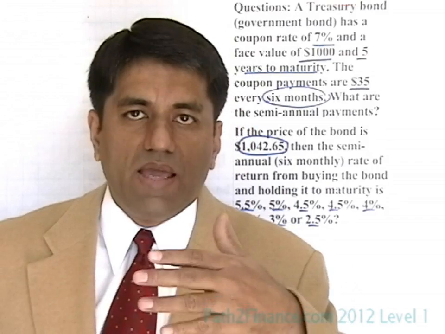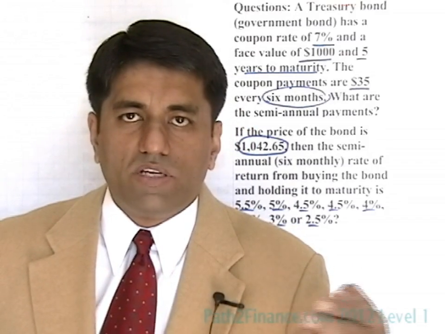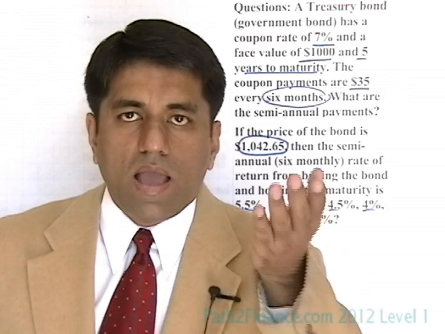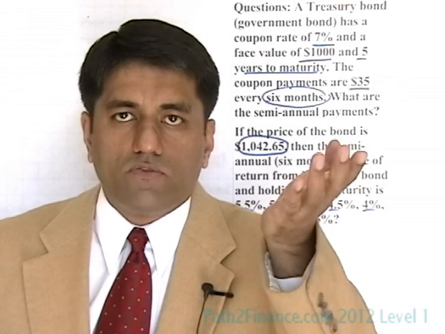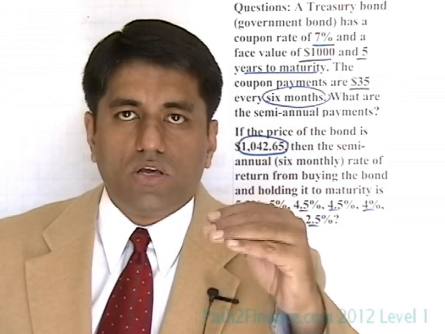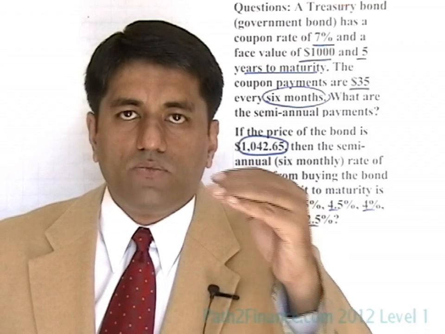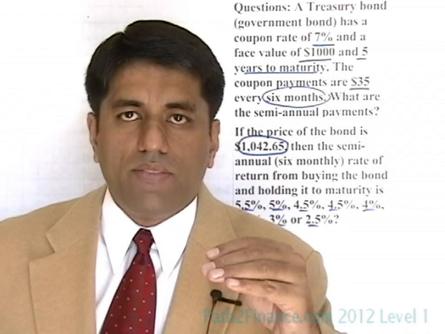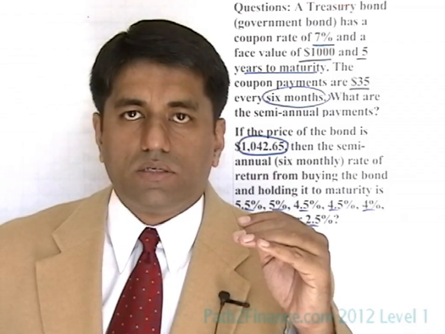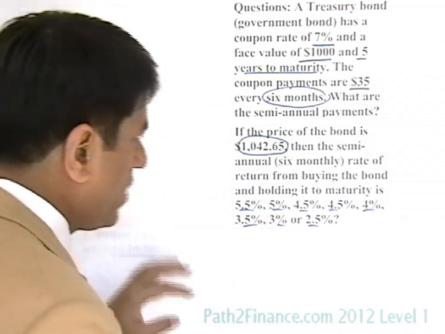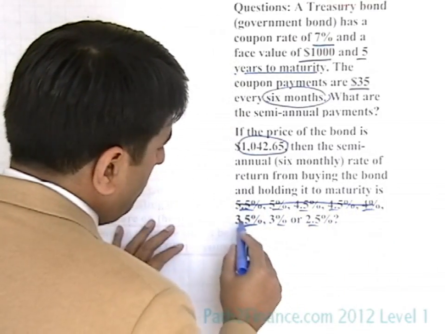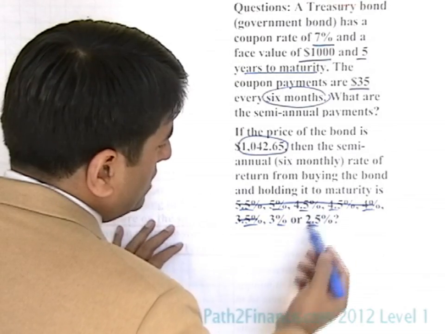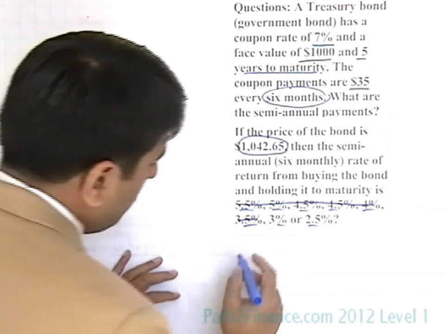So the bond is paying a 3.5% coupon every 6 months. As the buyer paid more than face value, paid 1,042, the buyer is actually going to get a rate of return which is smaller than 3.5%. So you can eliminate all these right away. So it's either 3% or 2.5%.